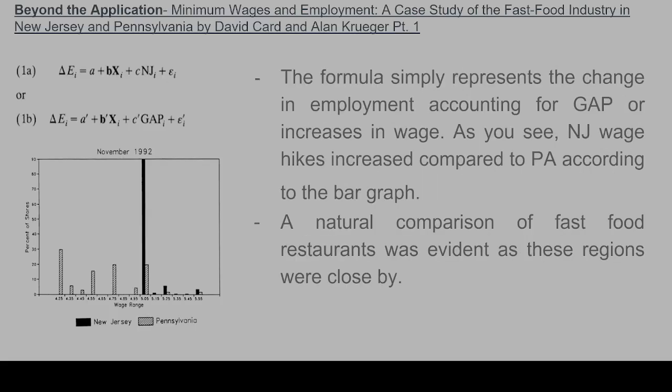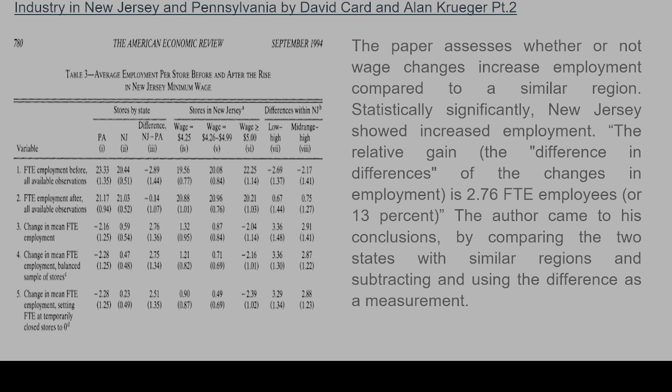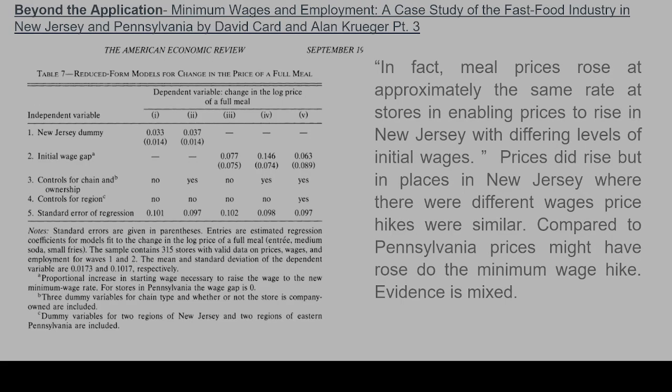There's a formula they use to gauge the difference in employment between the two states. It was a natural comparison in the paper because the fast food restaurants were very close by, and one had a minimum wage hike, and the other one, because of the state government, did not have a minimum wage hike. Then we see the actual numbers regarding the increased employment. It was about 13%. Again, it was similar regions, so it was a good, natural comparison that the author drew. And employment actually did increase after the minimum wage was introduced in New Jersey compared to Pennsylvania, and that difference is shown in the chart of about 13%. So employment did increase.